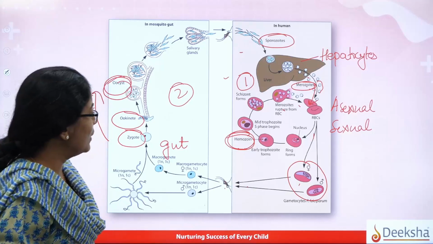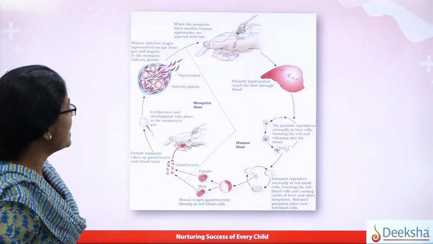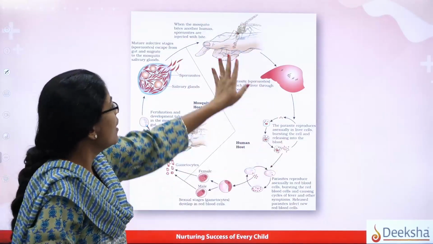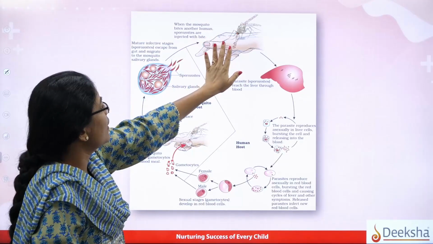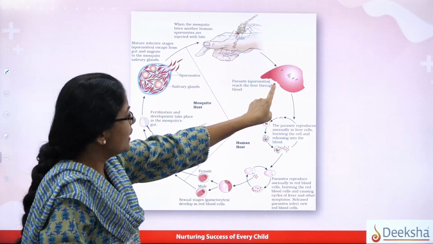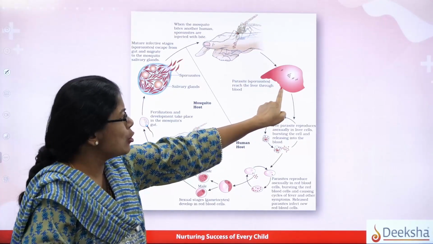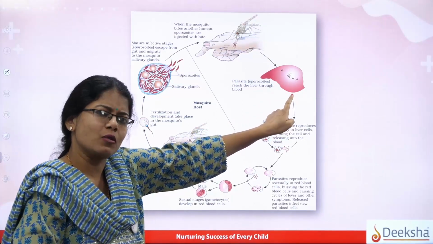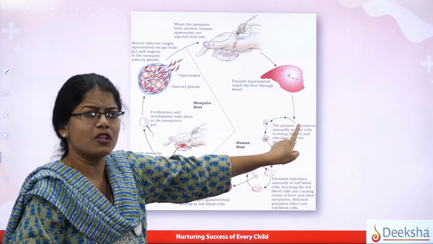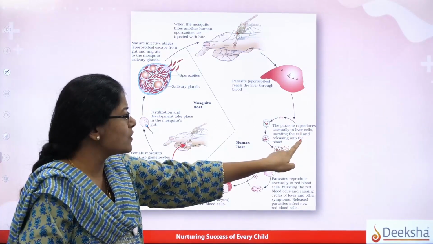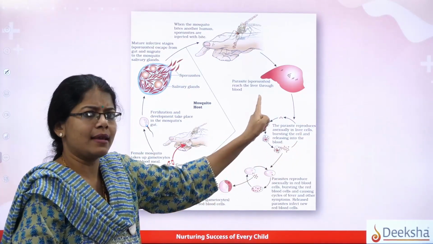So this was the complete life cycle of the malarial parasite, and here let me quickly recap. The mosquito bites and ejects the sporozoites. These sporozoites attack the hepatocytes, that is the liver cells, and slowly they rupture the hepatocytes and develop into the next stage called merozoites. These merozoites go to the bloodstream and attack the RBCs.